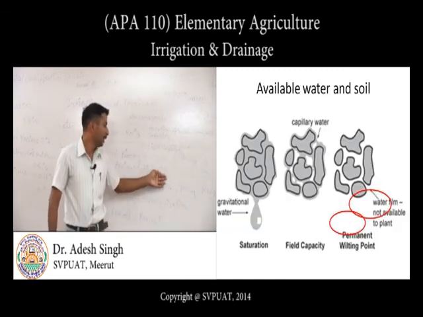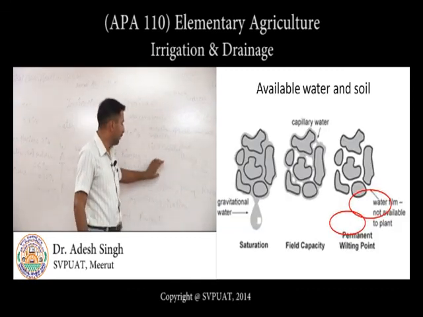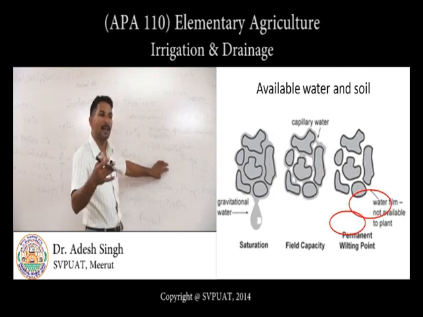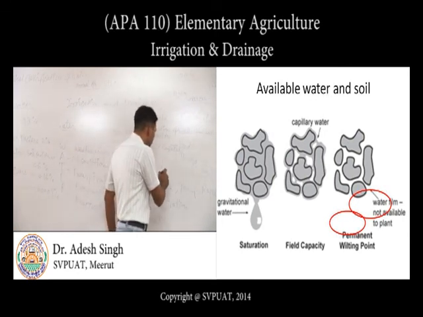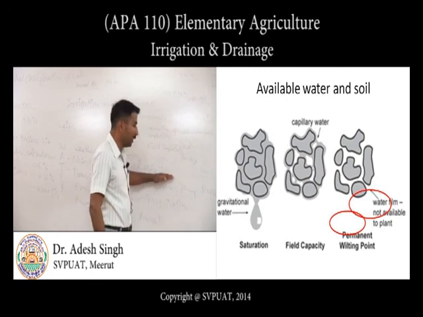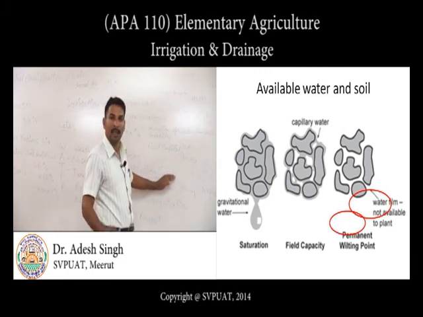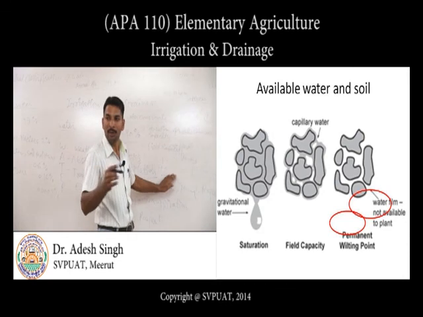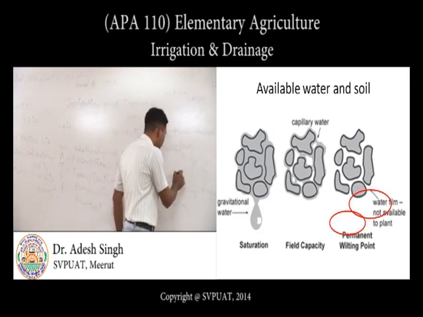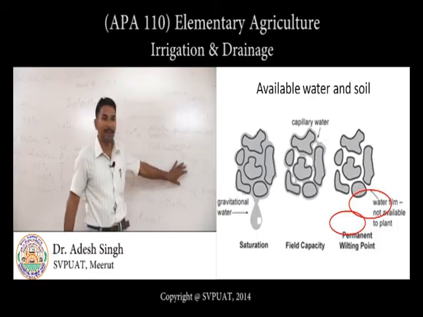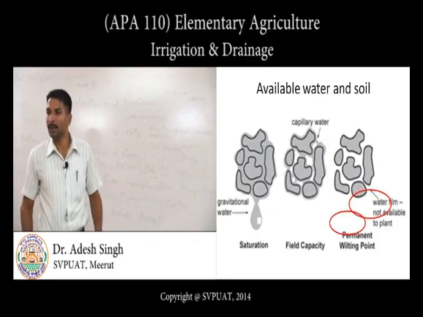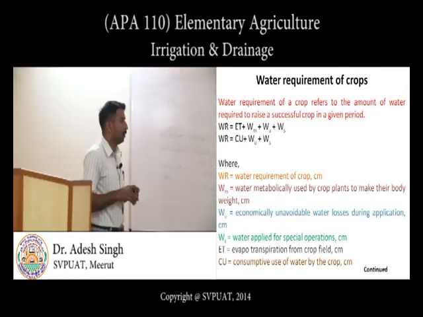And after that, when the soil is further dried, then the water is present in the vapor form, means all the liquid water can be lost, and at this point the tension is 31 bar, or this is known as the hygroscopic coefficient.